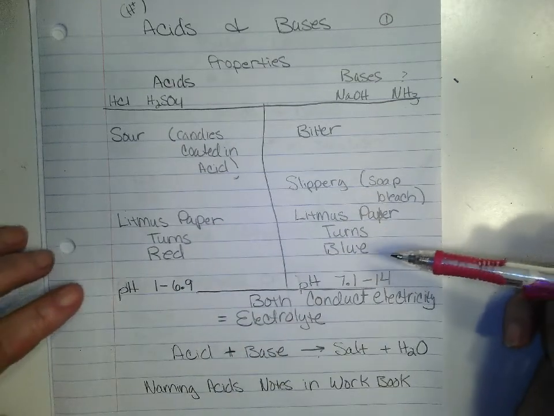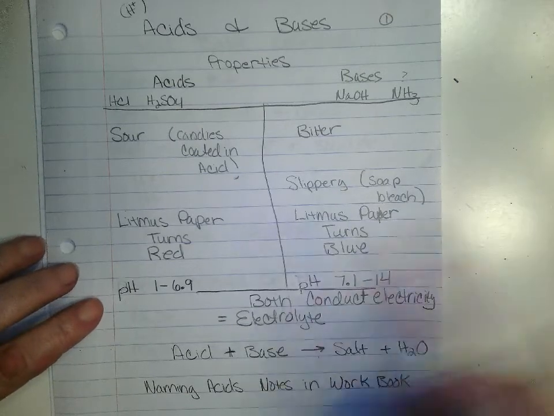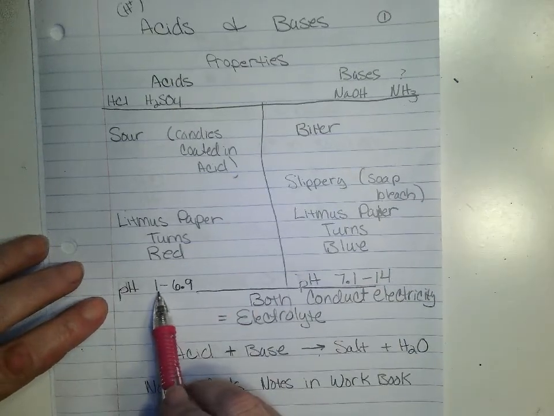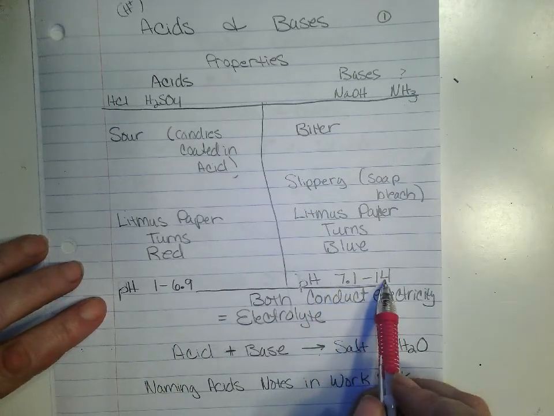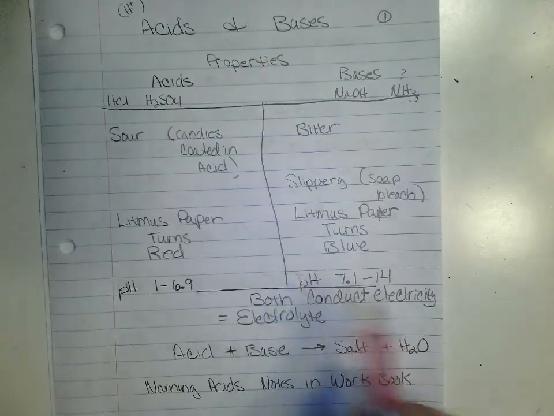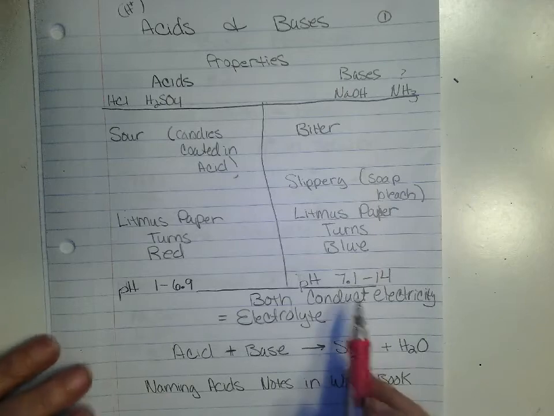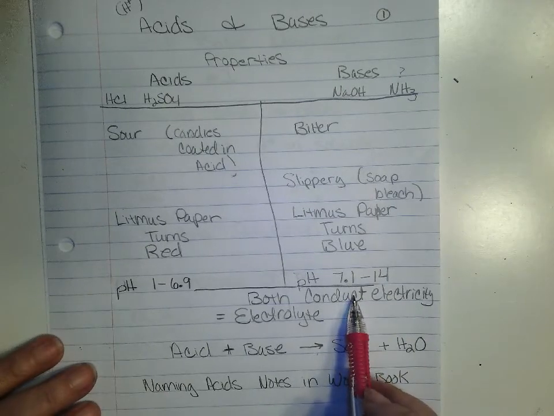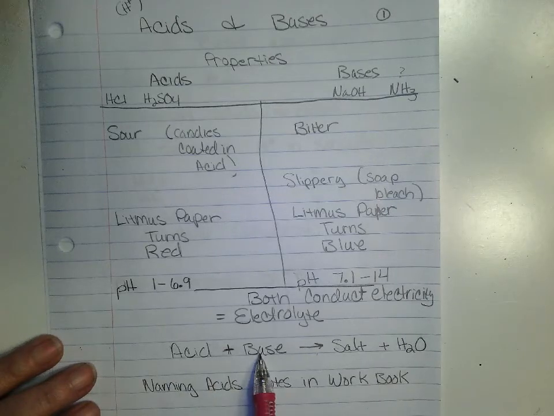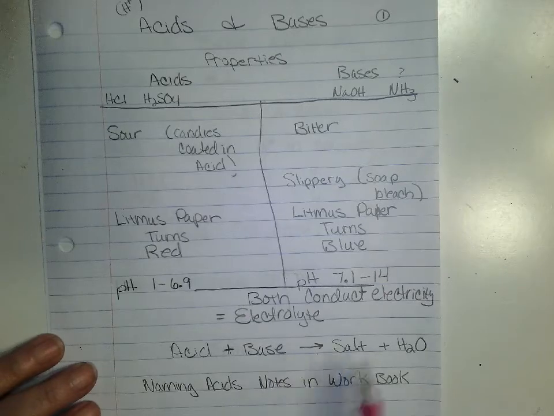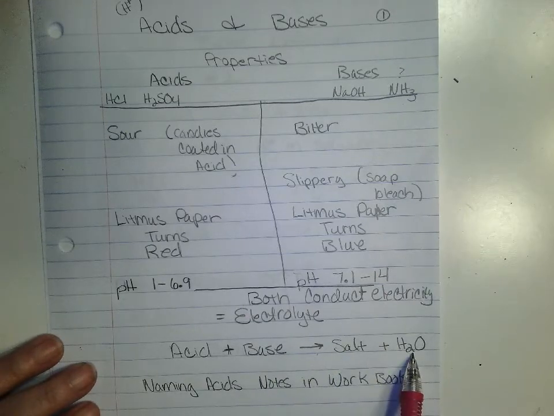And we're going to get into pH. The pH of acids is at the low end, 1 to 6.9, and the pH of bases is 7.1 to 14. Neutral, where acids and bases are even, is a pH of 7. Both acids and bases conduct electricity. They're both electrolytes. And if I take an acid and put it with a base, that's called a neutralization reaction, and it makes a salt and water.